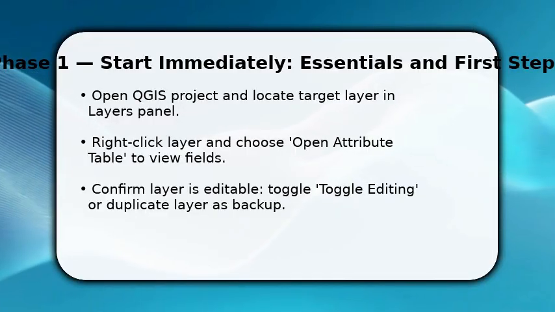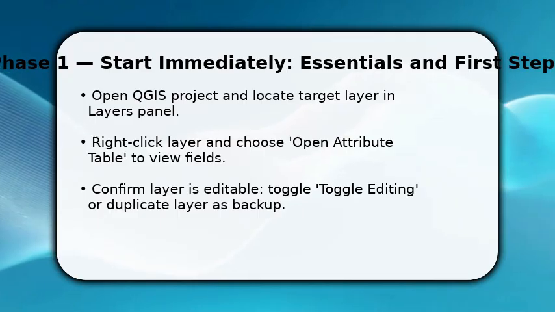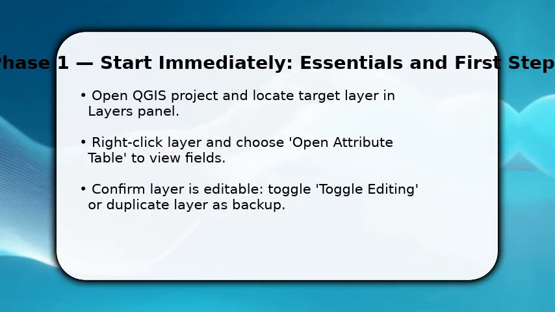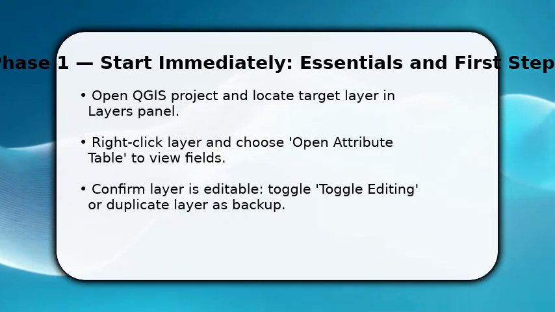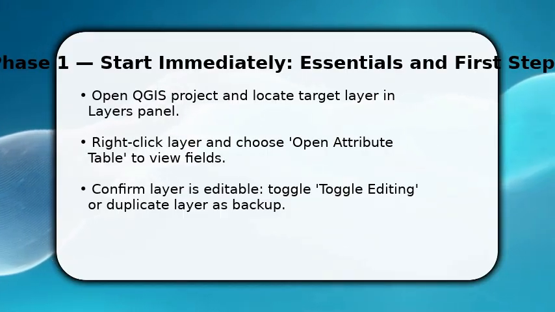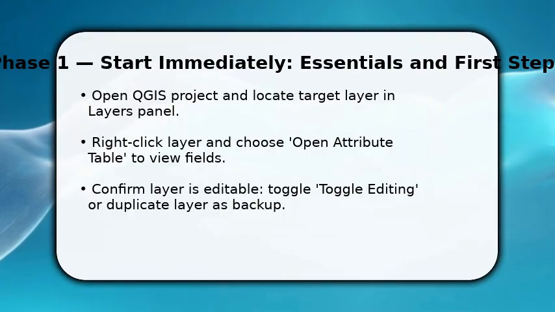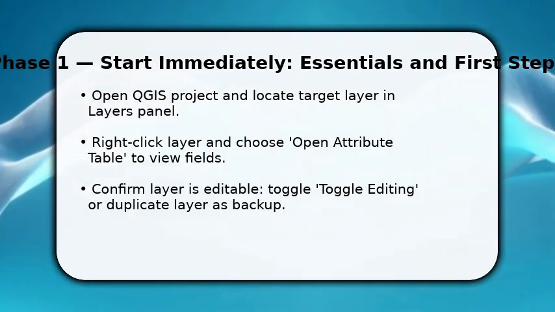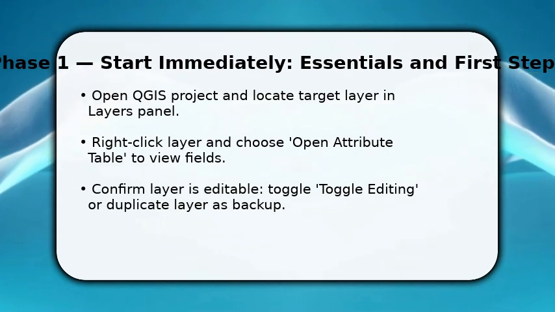You start by opening the QGIS project and selecting the layer whose attribute table you want to delete. Once done, right-click and choose Open Attribute Table so you can see fields and rows. This is essential because you need to target the right table. Make sure to toggle editing if you plan destructive changes, or duplicate the layer first to preserve data. Doing this protects you from accidental loss, while letting you proceed immediately to field and table operations.